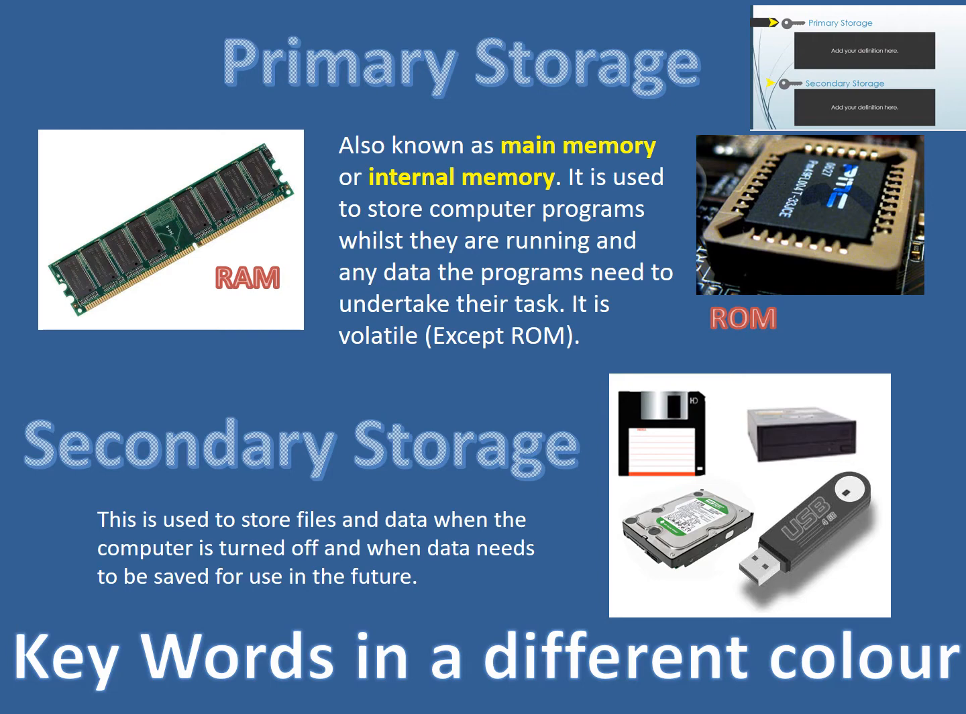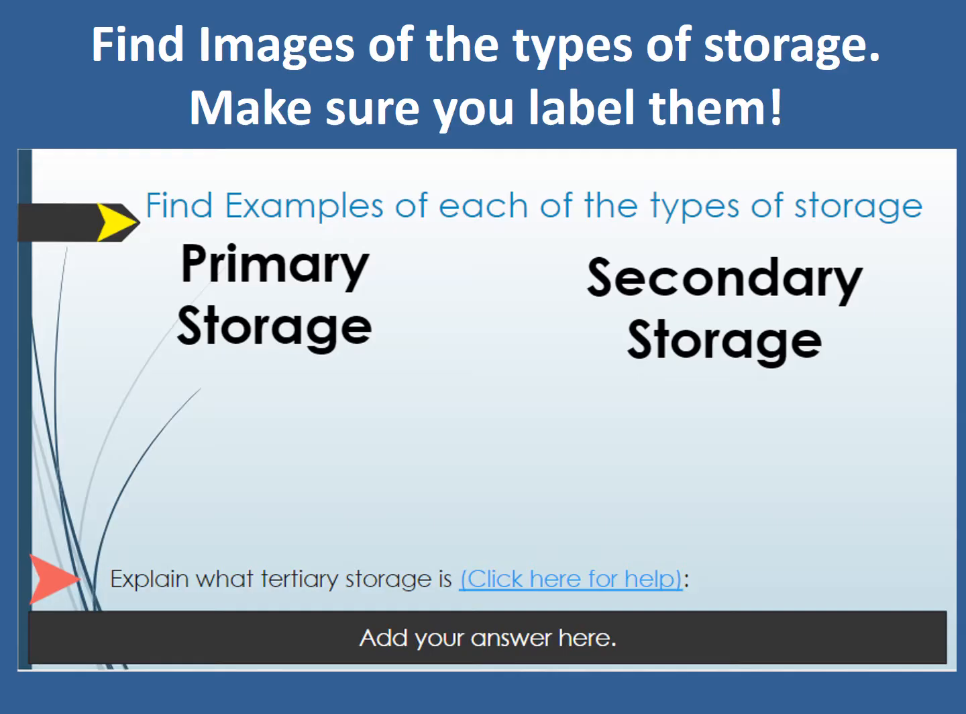Your next task. Once you've given me definitions of primary and secondary storage, please go back through your definitions and highlight in a different colour any key words. To help us remember the different definitions, I want you to complete this page in your workbook. Find images of primary storage and secondary storage. If you manage to do that, there is a third type of storage which isn't included in this specification but is quite interesting to find out about. That is tertiary storage. There's a link for you to click on and to find out a little bit more information.